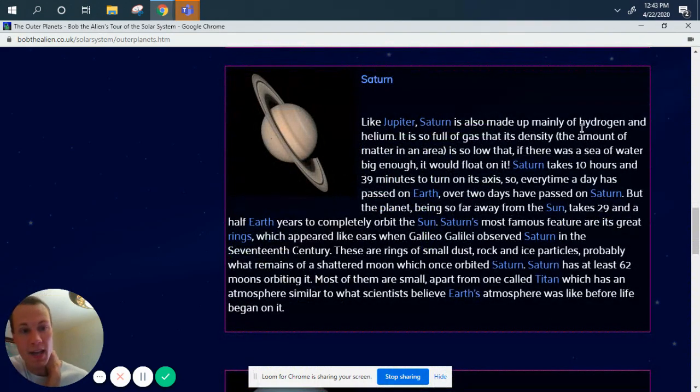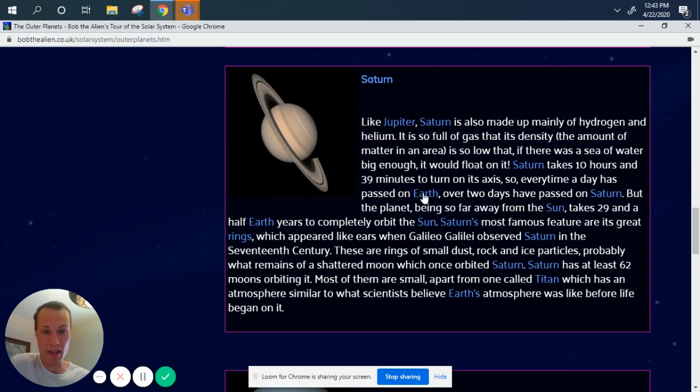Saturn is made up of hydrogen and helium, which are gases. It is so full of gas that its density, or the amount of matter in an area, is so low that if there was a sea of water big enough, it would float on it. So it's huge, but the gas is so unpacked, or not dense, that it would actually float in water. Interesting.